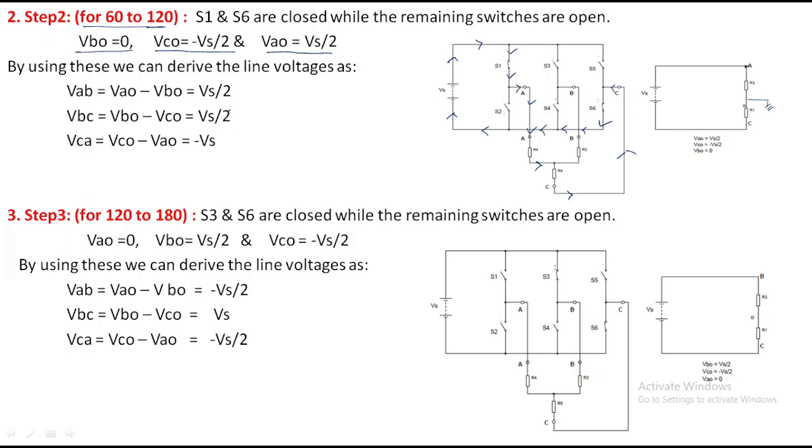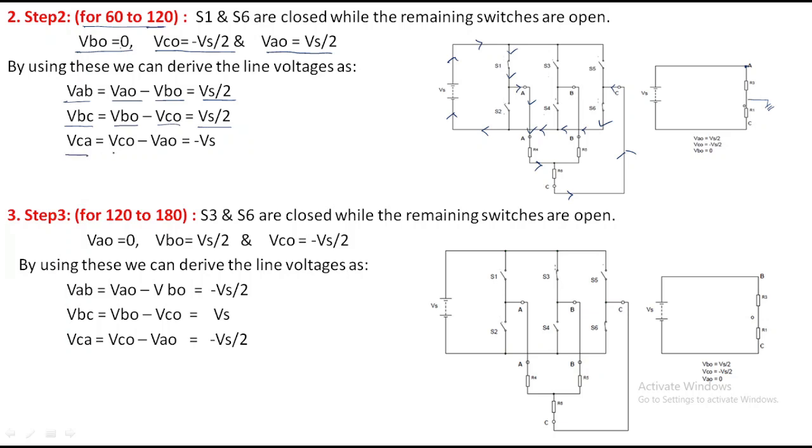So by using this we can derive the line voltages also. Here VAB equal to VA naught minus VB naught. VA naught is Vs by 2, VB naught equal 0, that's why Vs by 2. What is VBC? VBC equal to VB naught minus VC naught. VB naught equals 0, VC naught equal minus Vs by 2, we will get plus Vs by 2.